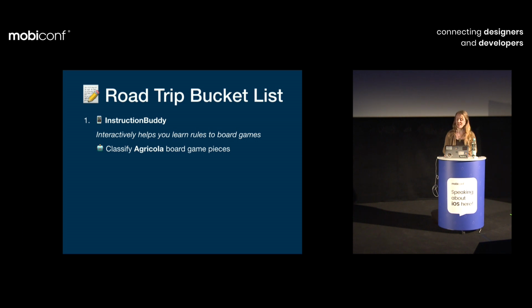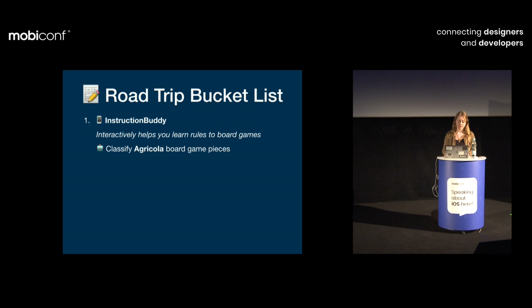As you do for road trips, let's make a bucket list, too. Probably the first thing on your list when you're going on a road trip would be to make iOS apps that are using machine learning. So the first thing that we'll put on our bucket list is we want to make an app called Instruction Buddy. This is going to interactively help you learn the rules of board games. Maybe I like board games, but sometimes people don't want to learn a huge set of rules. So this will put the instruction manual into the app, and it will also allow you to classify board game pieces when you take a photo of it. So you don't have to keep going back and searching through the big instruction manual. The game I use is Agricola.